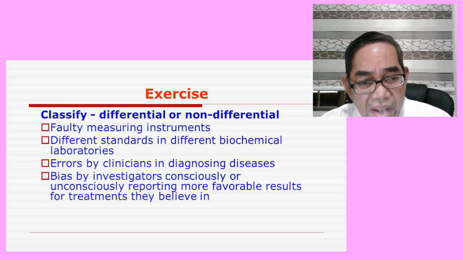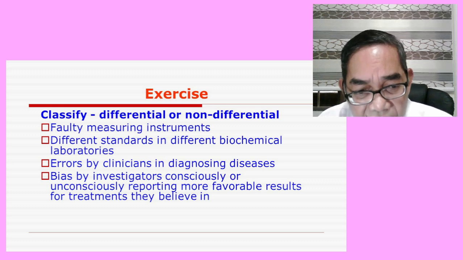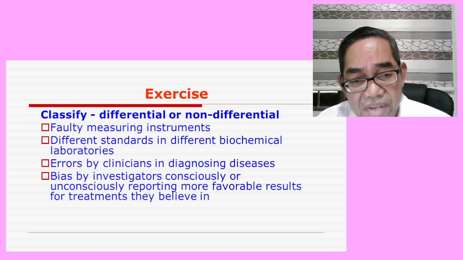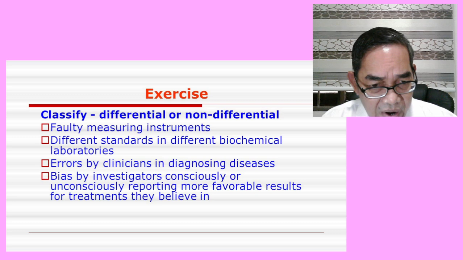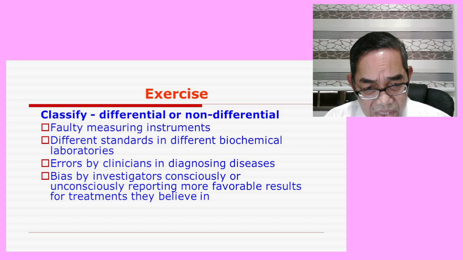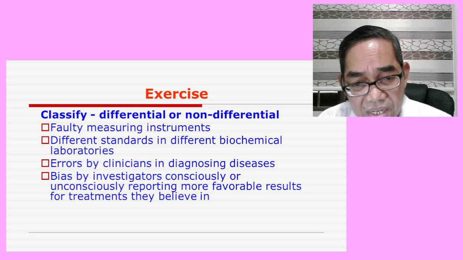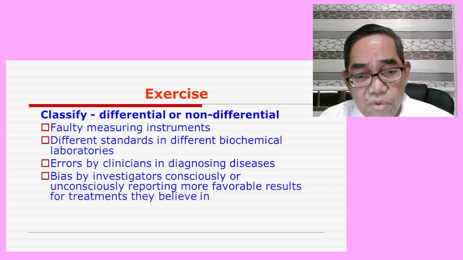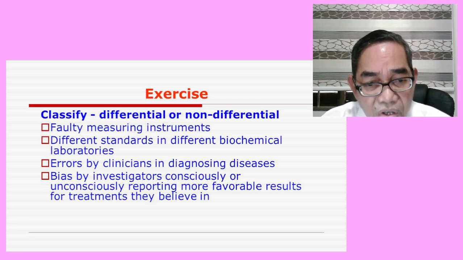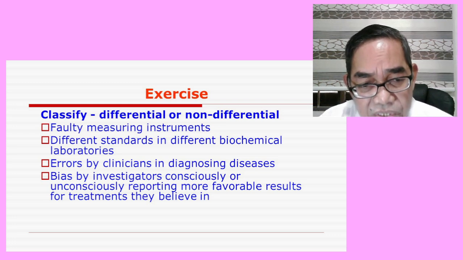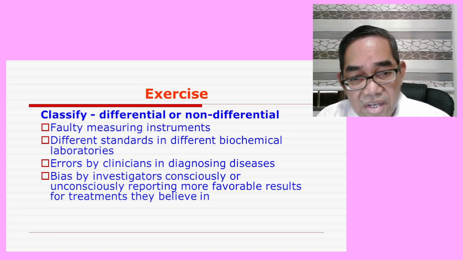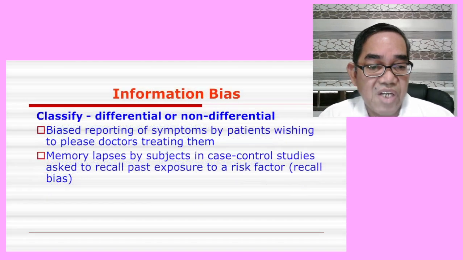misclassification. Bias by investigators consciously or unconsciously reporting more favorable results for treatments that they believe in. So, if there are many investigators looking into the effect of a drug on patients, they either consciously or unconsciously report more favorable results for the treatments that they believe in. So there will be a differential misclassification.